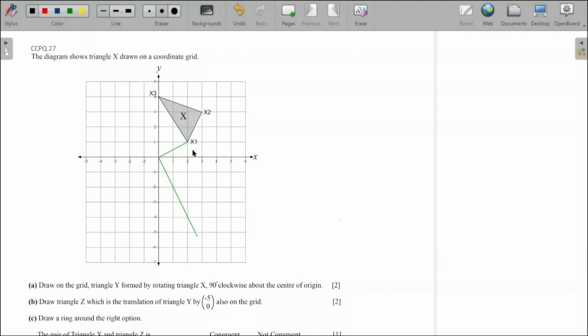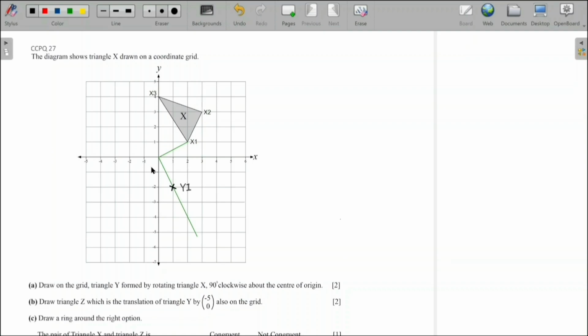Triangle X is rotated 90 degrees to form triangle Y. And we drew a thin line, which in this case is the green line, from X1 to the center of rotation. Then from there, we drew a line that makes 90 degrees to the initial line, which comes this way. We used a ruler to locate Y1, which is the corresponding vertex point of X1 on triangle Y. But you can also use the grid lines.